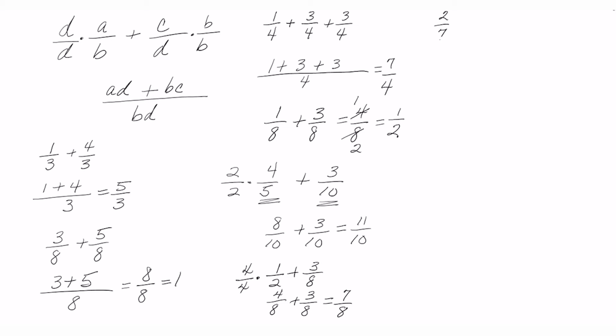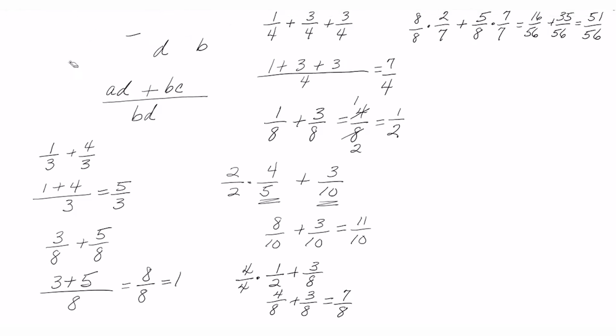So let's take a look at 2 over 7 plus 5 over 8. Well, in this case, the smallest thing that both 7 and 8 will go into evenly is going to be 56. So I need to multiply my first fraction by 8 over 8, and my second fraction by 7 over 7. So now I'll have 16 over 56 plus 35 over 56. So adding my two numerators, I'm going to get 51 over 56. So once we get our common denominator, it's pretty much smooth sailing afterwards.